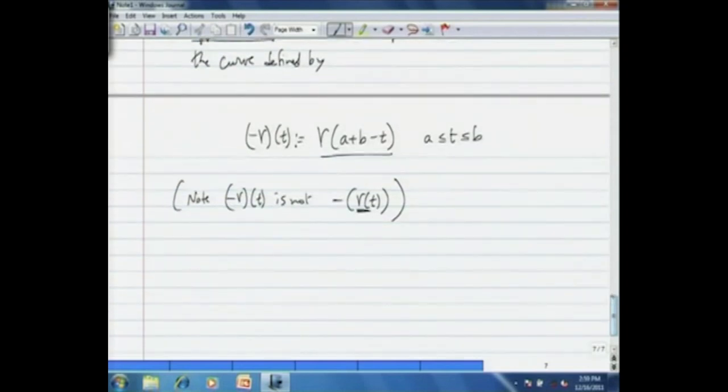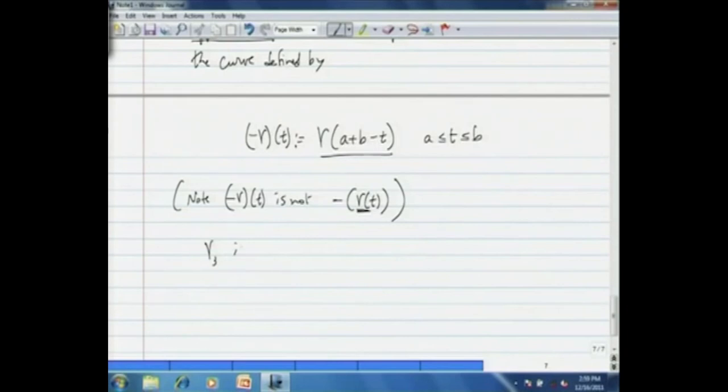Essentially, visually it is clear what we want to say: it is the same range traced in the opposite direction. So, it has an opposite implied direction to that of gamma, and the parameter interval stays the same. And gamma 3 in the above example is minus gamma 2.